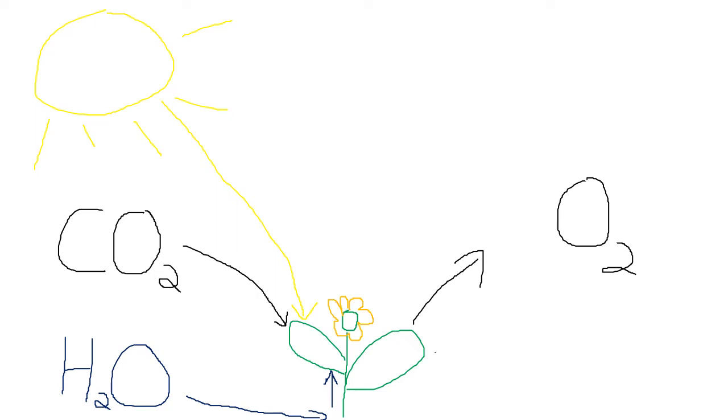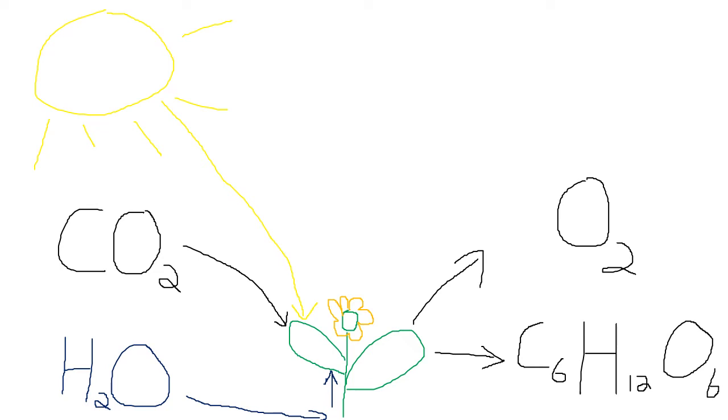We also get glucose being made. So glucose, we have a slightly longer chemical formula. It's one you might just want to learn and remember along with this whole equation. Now glucose is C6H12O6, so we've got 6 carbon atoms, 12 hydrogen atoms, and 6 oxygen atoms. So there we have it.